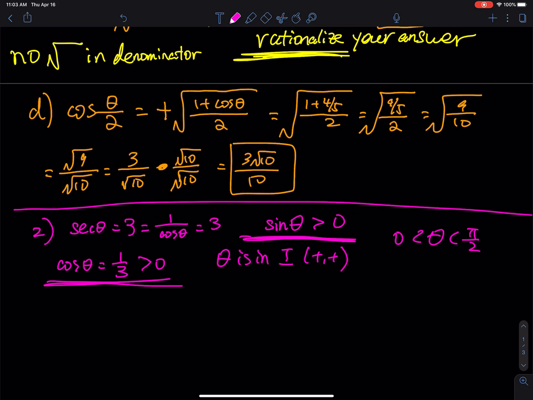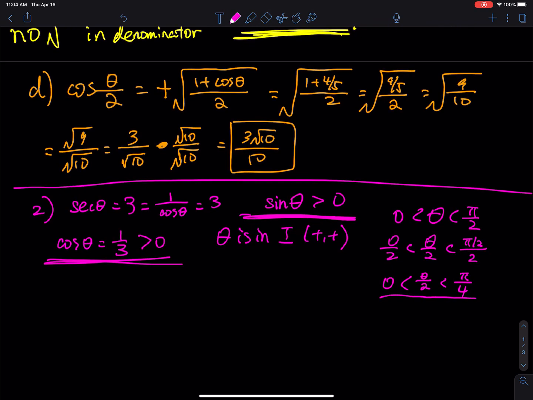And then you divide each side by 2. 0 divided by 2, theta divided by 2, and pi over 2 divided by 2. So you have 0, half theta, and this will be pi over 4. Oh, divided by 2, I wrote divided by 4. So this will be divided by 4. Pi over 4 is 45 degrees. Between 0 and 45 degrees, the half theta is in quadrant 1, where both x and y are positive. So when you do the half angle, for the plus or minus sign, you take the plus.